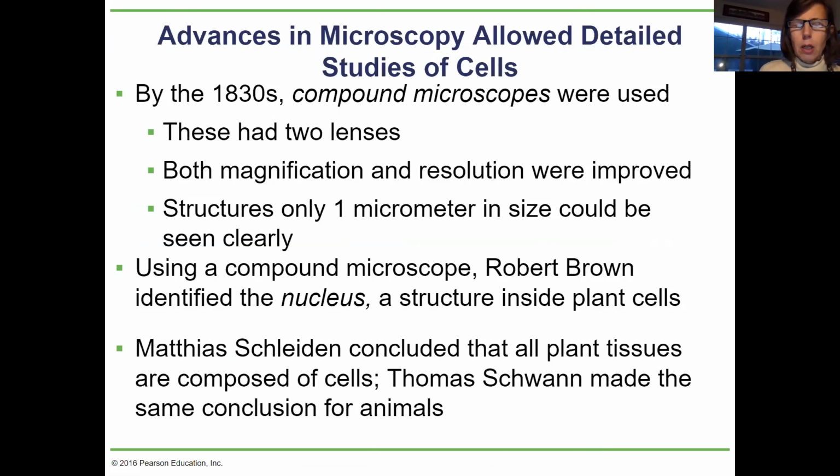So as time went on, different improvements were made to microscopes, the first one being adding two lenses, the eyepiece as well as the lens that is down where the sample is. So when there were two lenses, they were able to really increase both the magnification and the resolution.